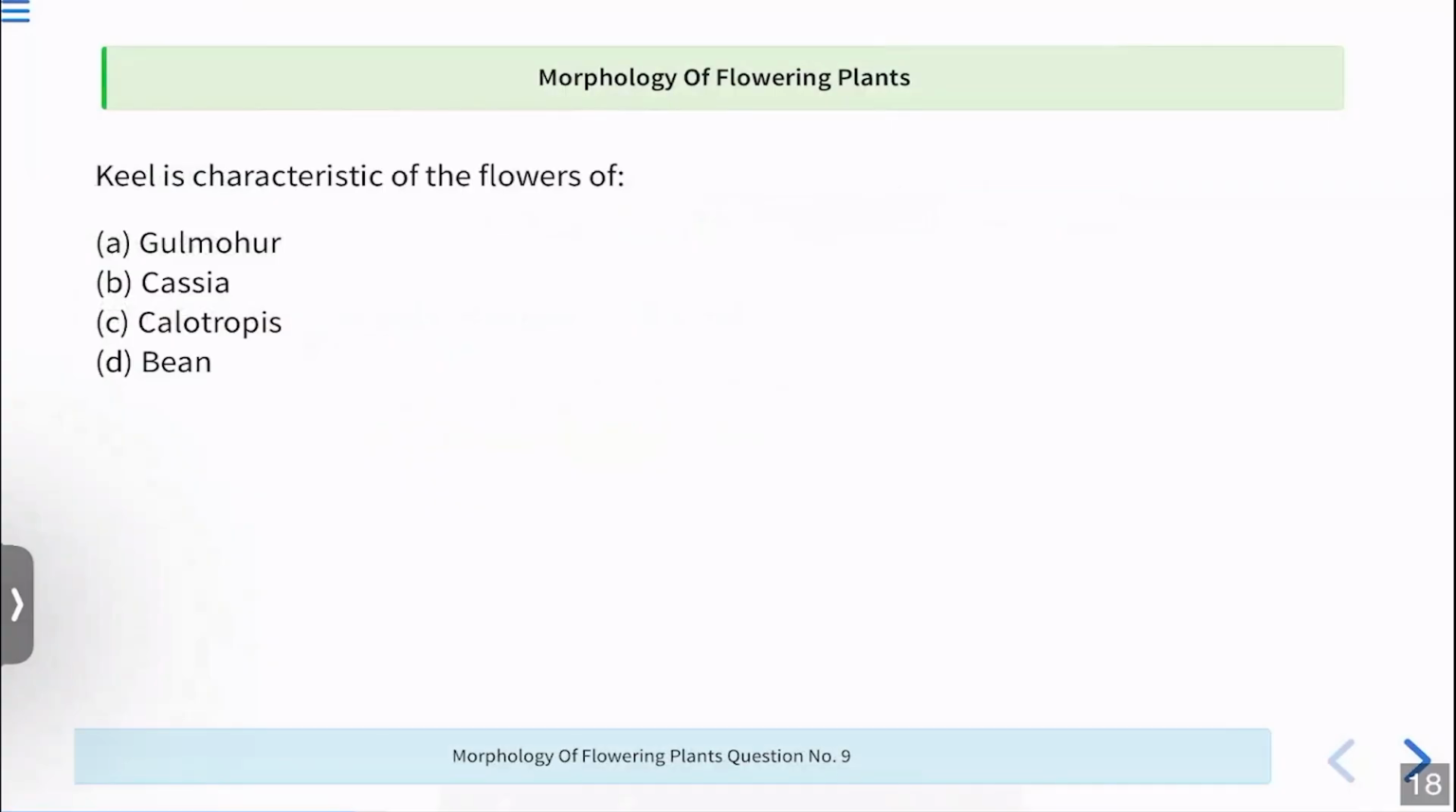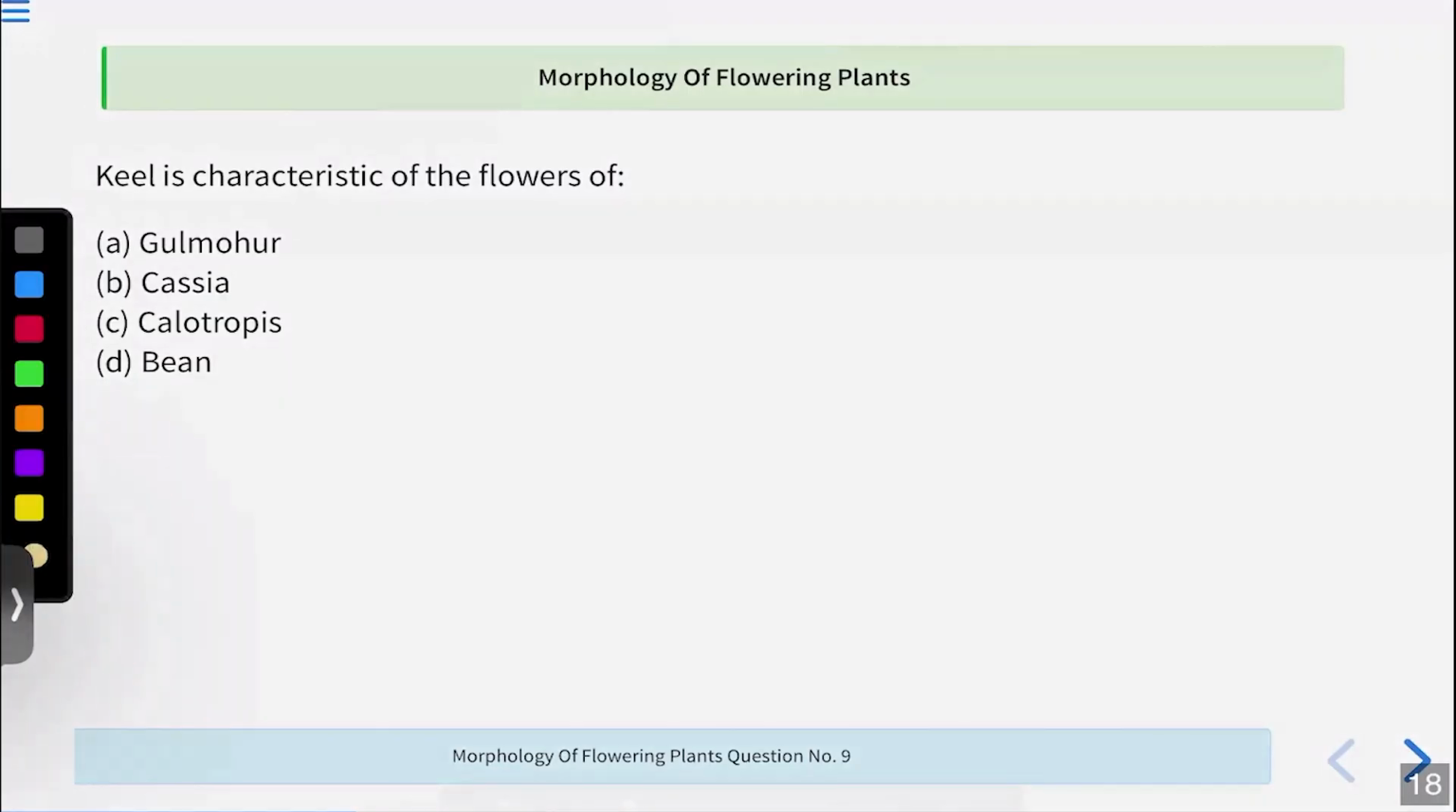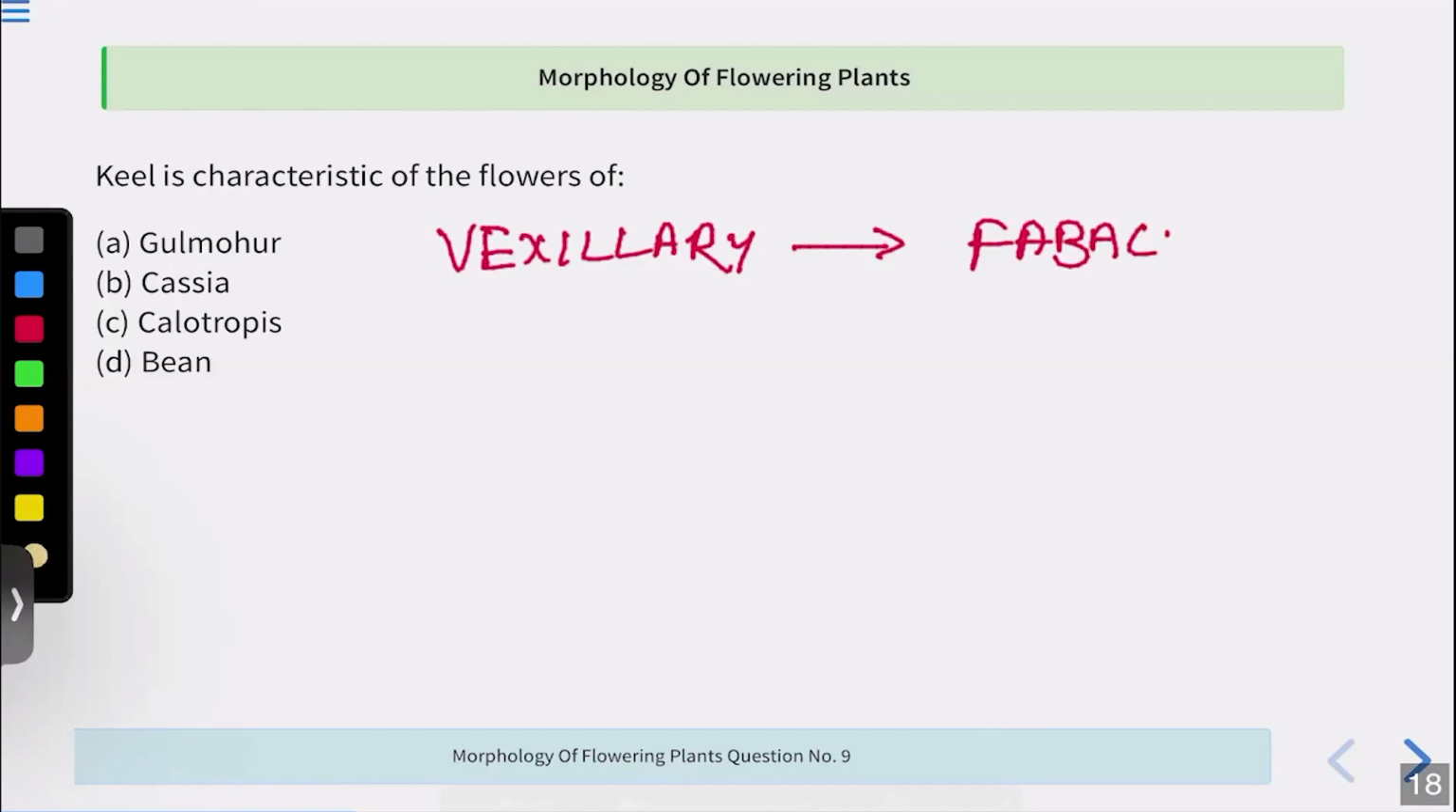Keel is a characteristic of the flowers of... Okay, keel, carina, all of these are parts of the vexillary aestivation, and I have already told you that vexillary aestivation is found in the family Fabaceae.